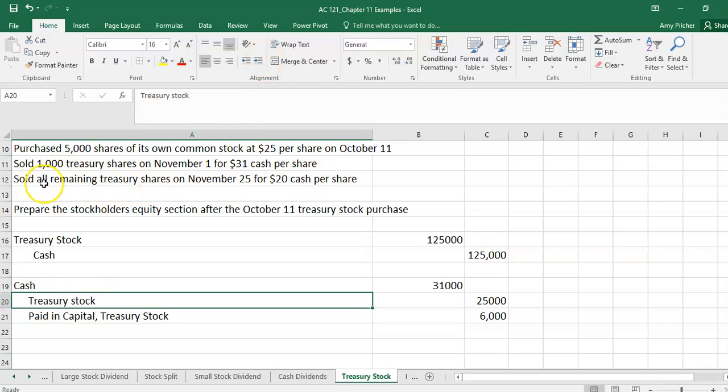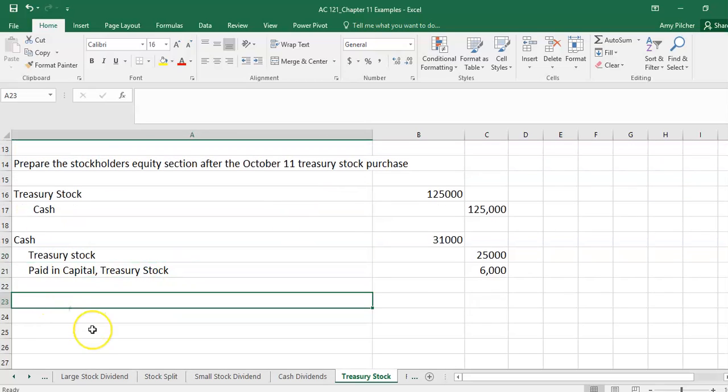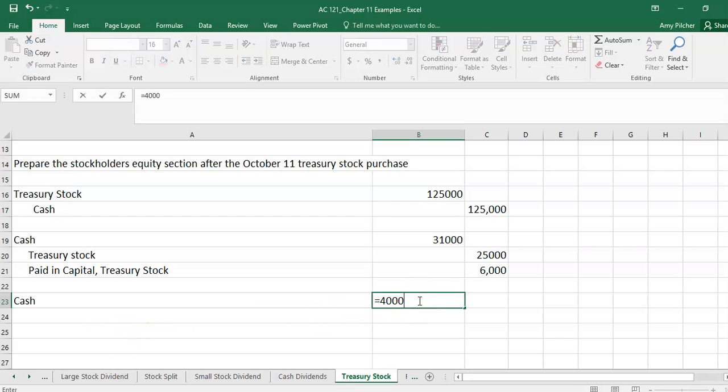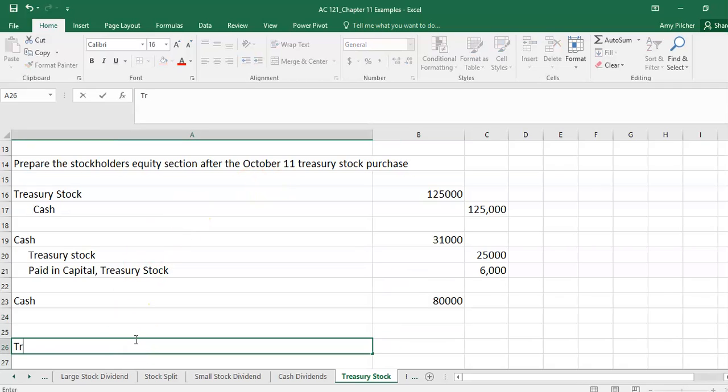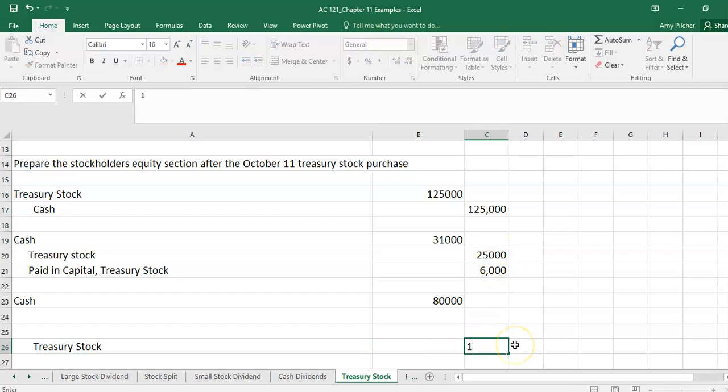Then we sell the remaining 4,000 shares on November 25th for $20 cash per share. So we receive cash, 4,000 shares times $20. We no longer have any of that treasury stock. So that was 100,000 because we had 125,000. We removed 25,000. We had 100,000 left.